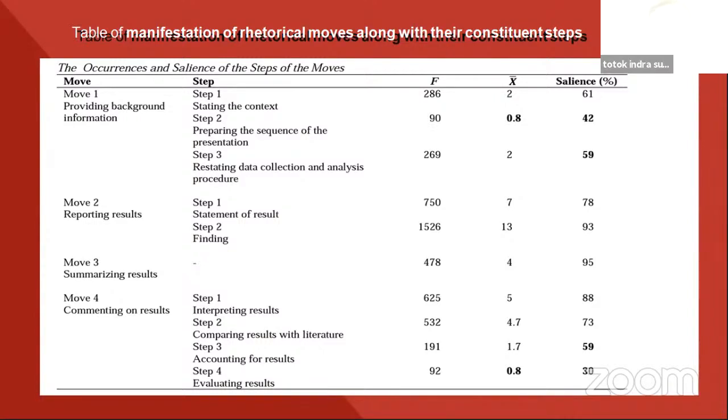And then in step 2, in reporting move 2, the statement of the result is 78%, and then finding is 93%, and so on. This is the realization of the steps in the research article. Okay.